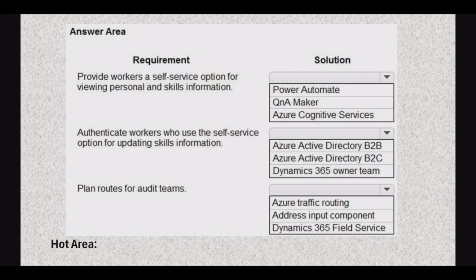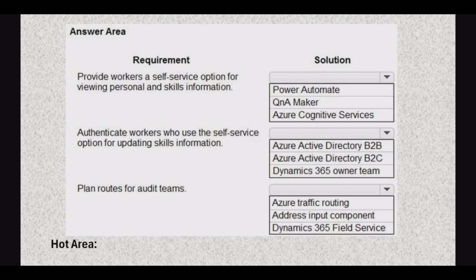The second requirement is authenticate workers who use the self-service option for updating skills information. The solutions are: solution first, Azure Active Directory B2B. Option second, Azure Active Directory B2C. Option third, Dynamics 365 Owner Team.